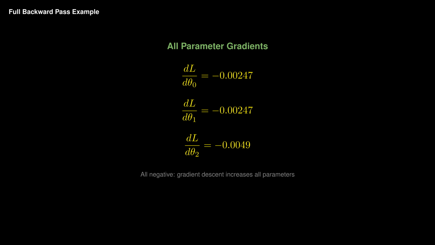All 3 are negative. This tells gradient descent to increase all parameters, which makes sense because the model is already quite confident and the loss is small.